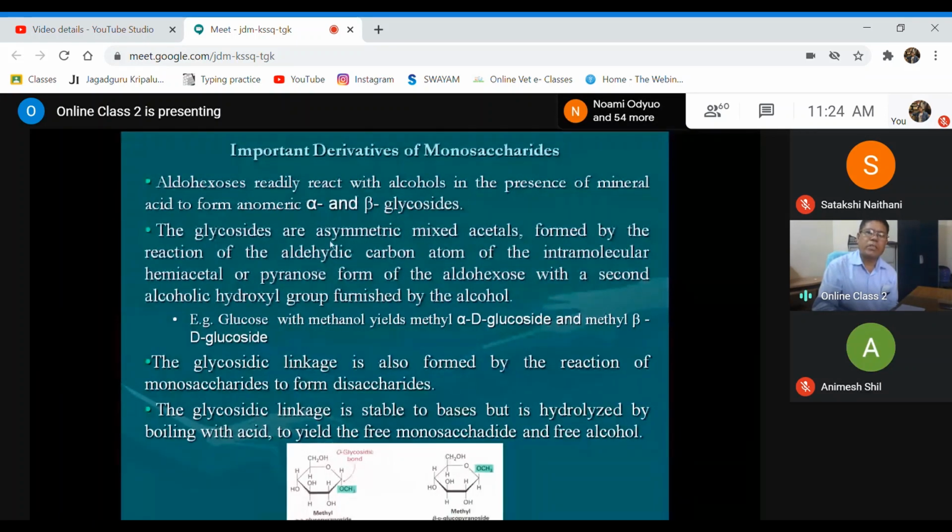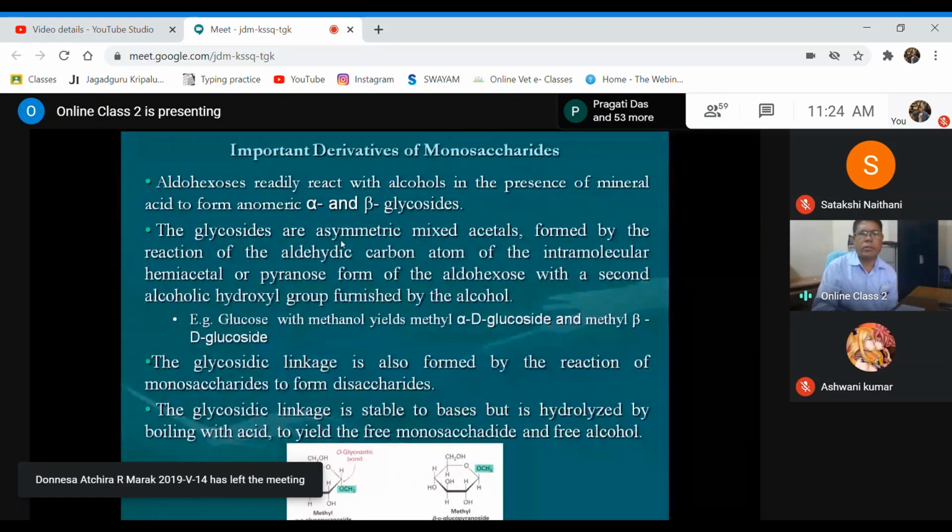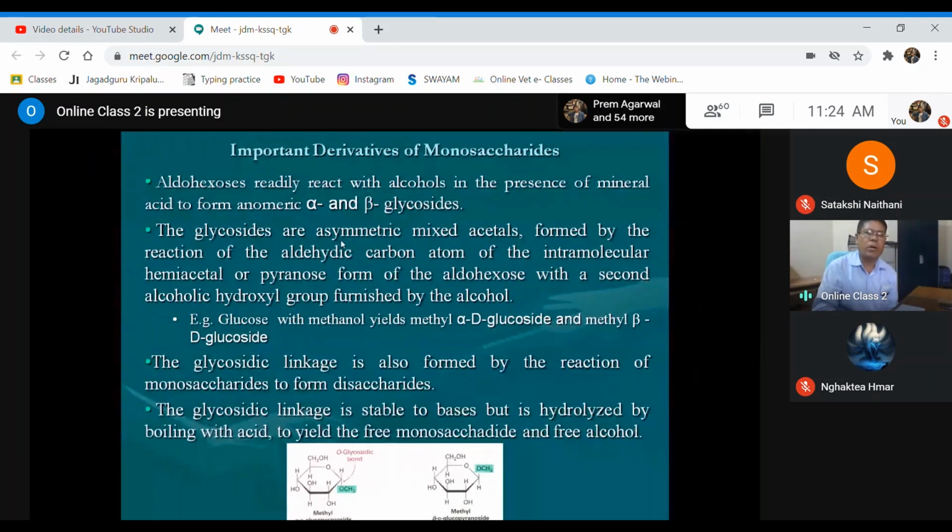The glycosides are asymmetric. Now, what are glycosides? Glycosides are asymmetric mixed acetals formed by the reaction of the aldehydic carbon atom of the intramolecular hemiacetal, or the pyranose form, of the aldohexoses. We have already seen the hemiacetal form of glucose: carbon number 1, the aldehydic group of glucose, reacts with the hydroxyl group attached to carbon number 5, which we call the hemiacetal. That forms a ring structure.